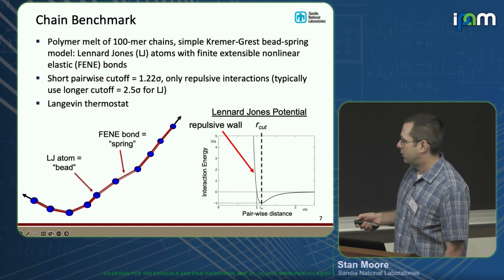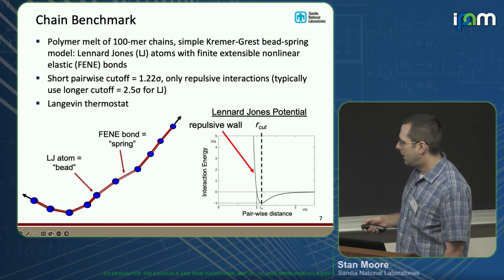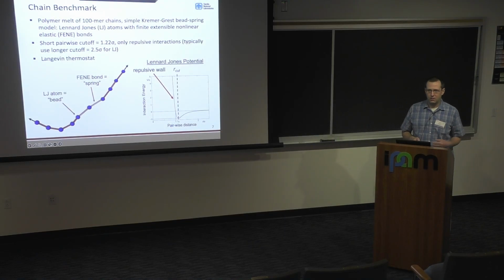So this is the Lennard-Jones potential, you have this minimum energy well, and then an attractive tail and a repulsive wall. We're truncating it at a very short cutoff so that we only get the repulsive part. Typically, we'll truncate out to 2.5 sigma, and then we'll get the attractive part as well. And so this is a very lightweight benchmark. There's not a lot of compute. It's mostly memory operations, reading the coefficients, and then we also have a Langevin thermostat on top of the velocity Verlet time integrator.